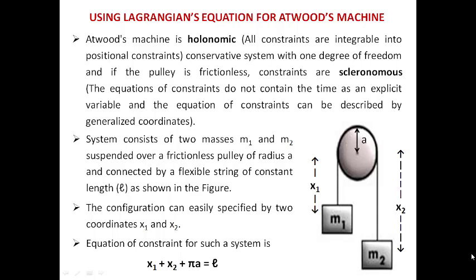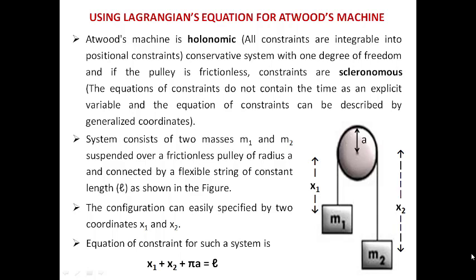Regarding solving Atwood's machine equations, we have an option: either you can use Lagrange's equation to get the final solution or go the basic classical mechanics route. As per our syllabus, we are going with the use of Lagrange's equation for Atwood's machine. You already know that the Atwood machine is a holonomic conservative system. Holonomic means all constraints are integrable into positional constraints, and the pulley is frictionless, which means the constraints are scleronomic. You already know what scleronomic is.